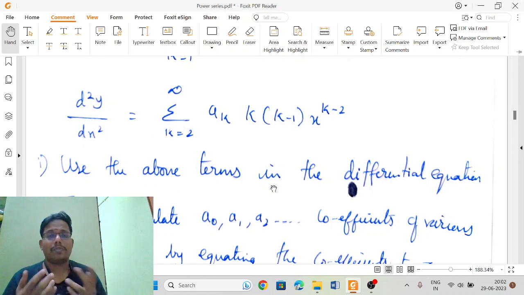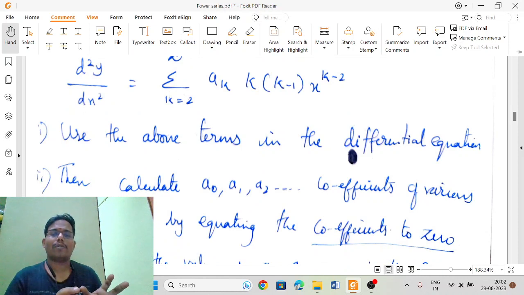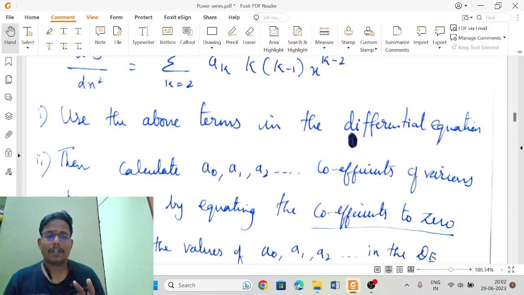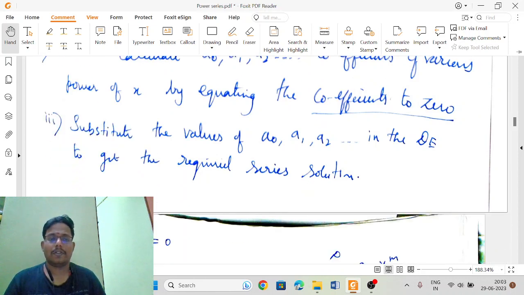Whatever coefficients we have for dy by dx, we will be using these terms y, dy by dx, d square y by dx square in the given differential equation. Then you have to calculate a naught, a1, a2, etc., that is the coefficient of various powers of x, by equating the coefficients to 0. Then we substitute the values of a naught, a1, a2 in the series, and we will complete the solution. So that will be the solution of a given second order differential equation.